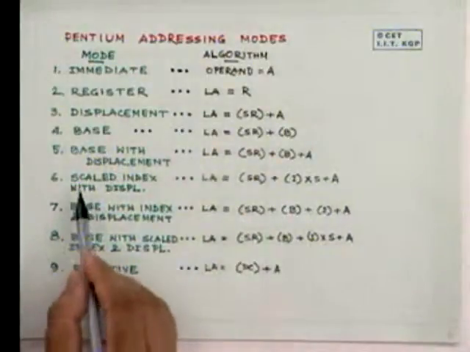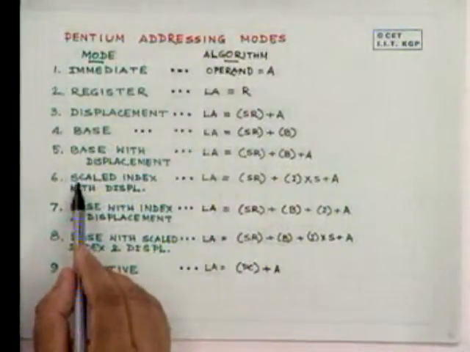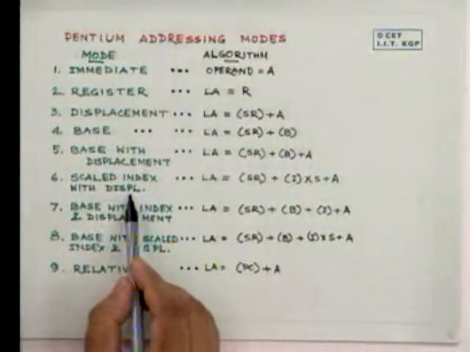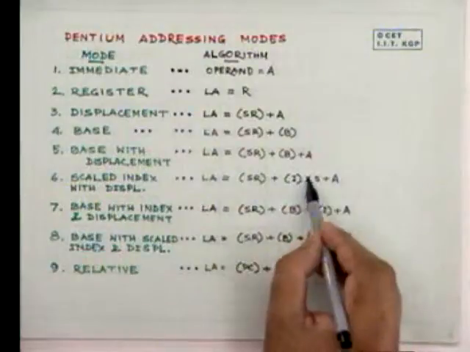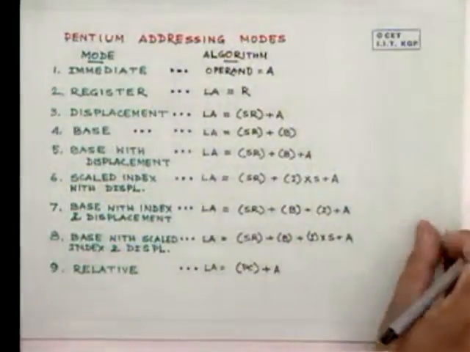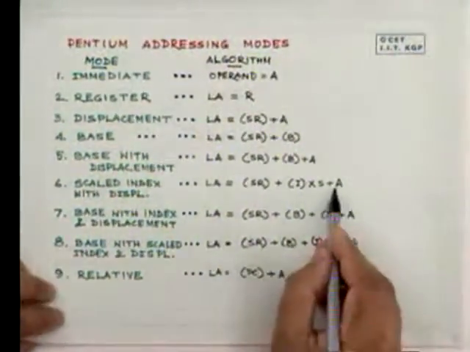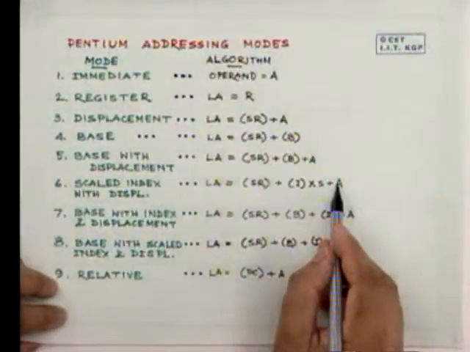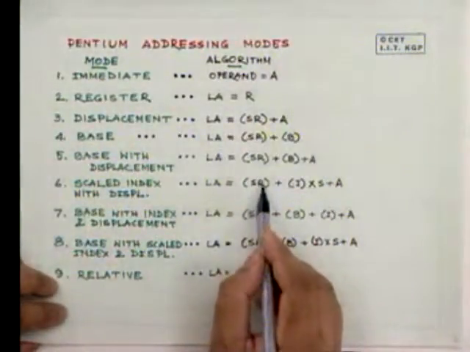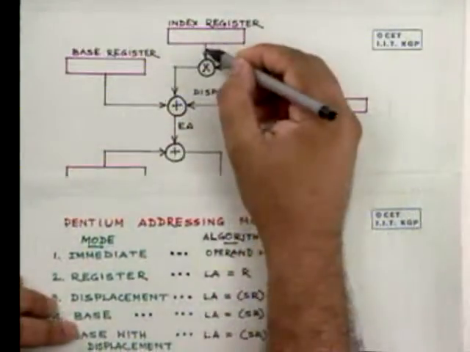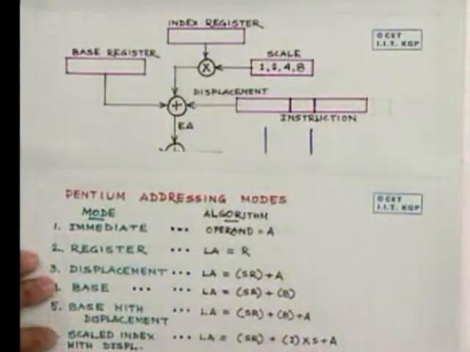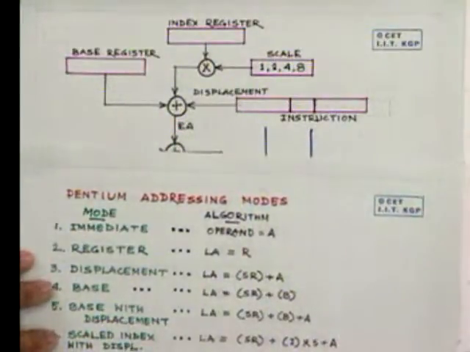Similarly, scaled index with displacement: you take the content of the index register, multiply it with the scale, add the displacement from the instruction, and add the content of the segment register, and you get the linear address. That means you take the index register. You see, if we take this one, right?